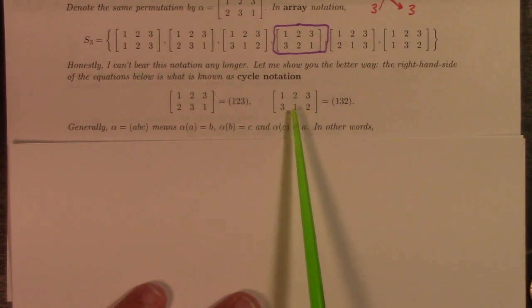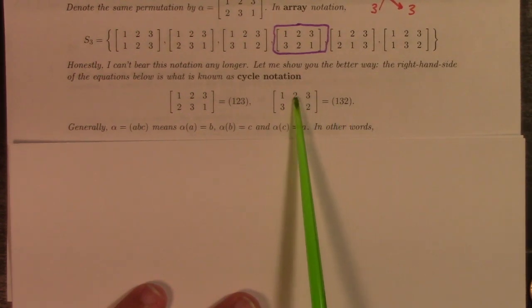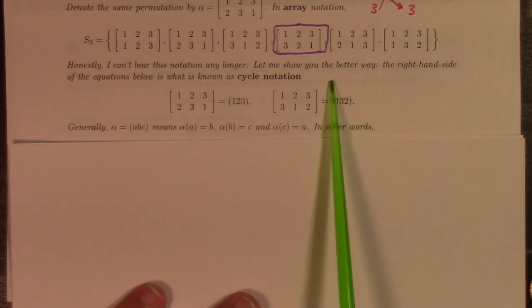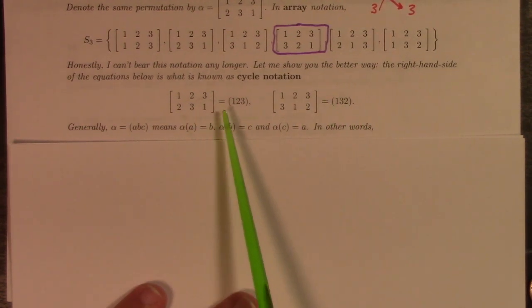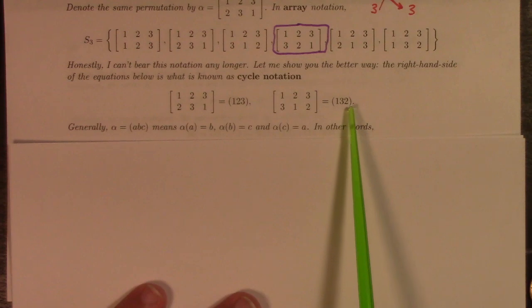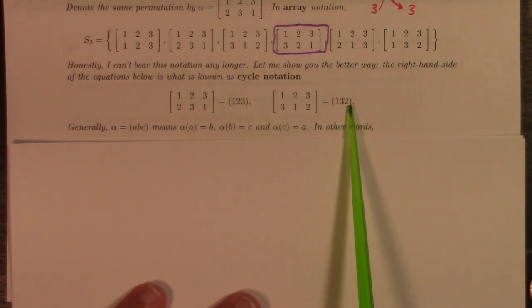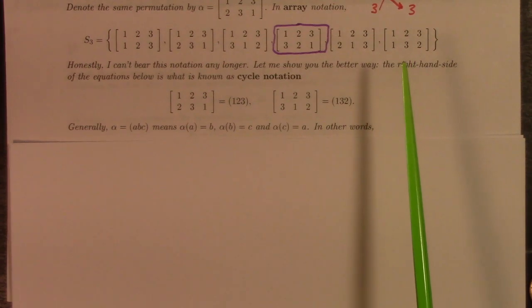On the other hand, in this one, 1 goes to 3. 2 goes to 1, which is seen from that 2 looping back to the start. So the cycle notation works like that. 3 goes to 2, so you put in 3, it spits out 2, like that.